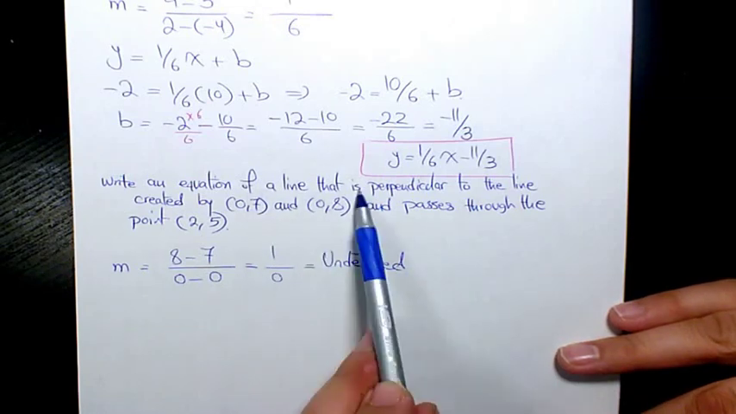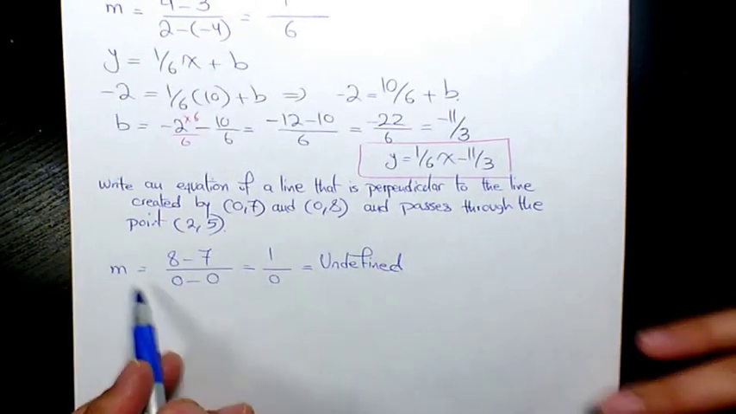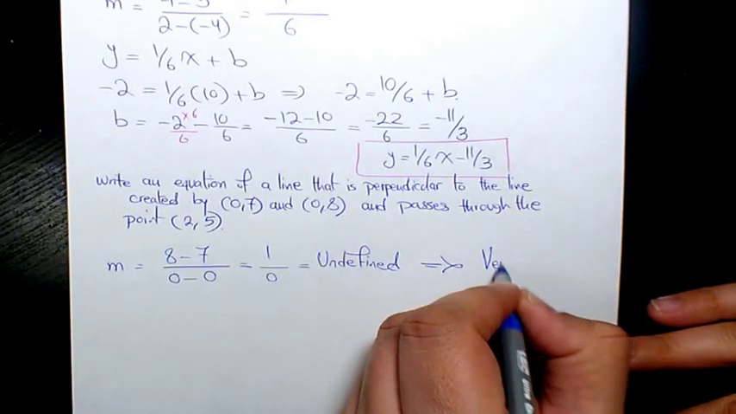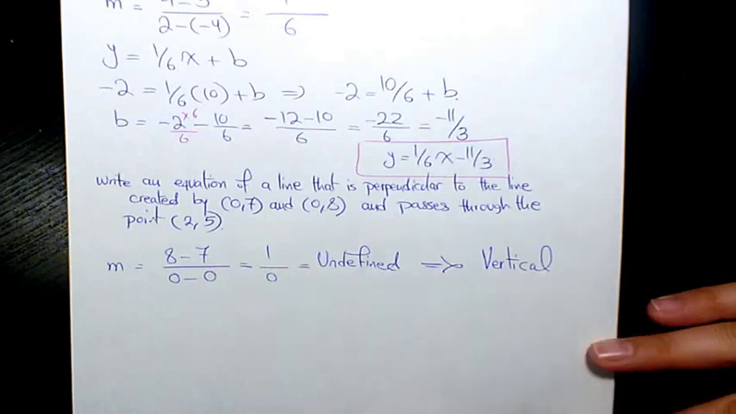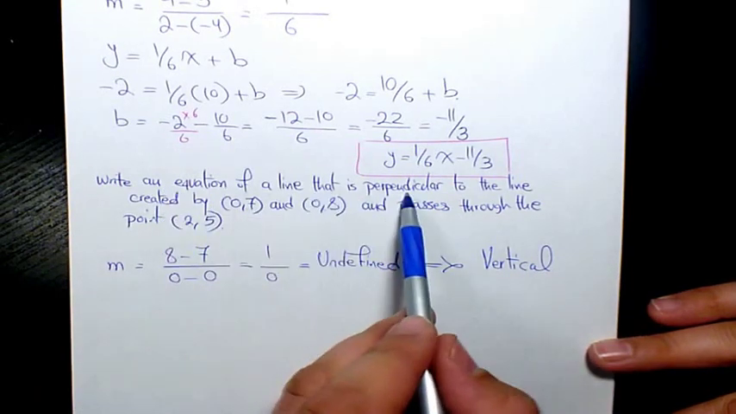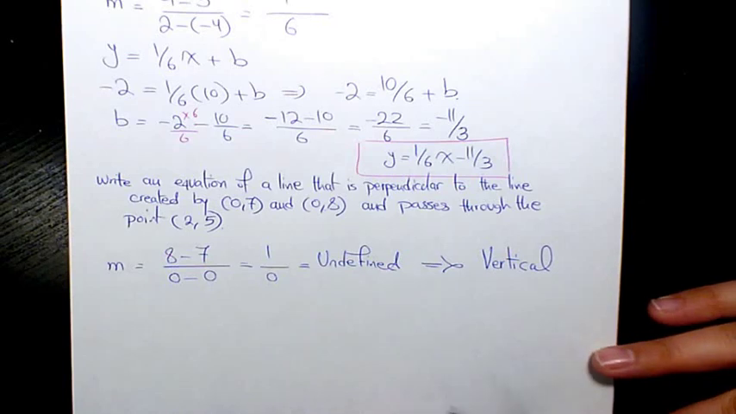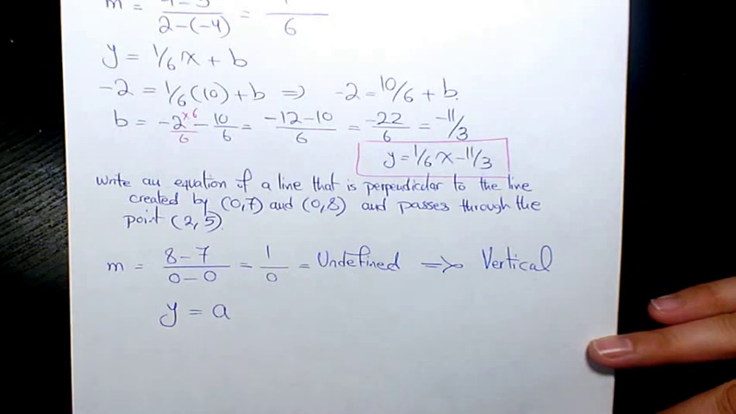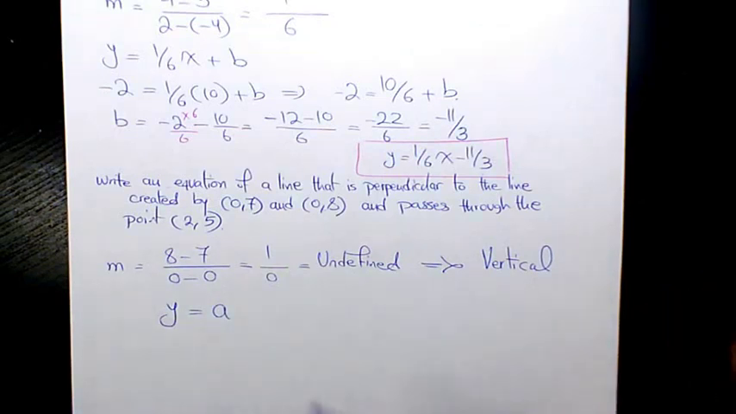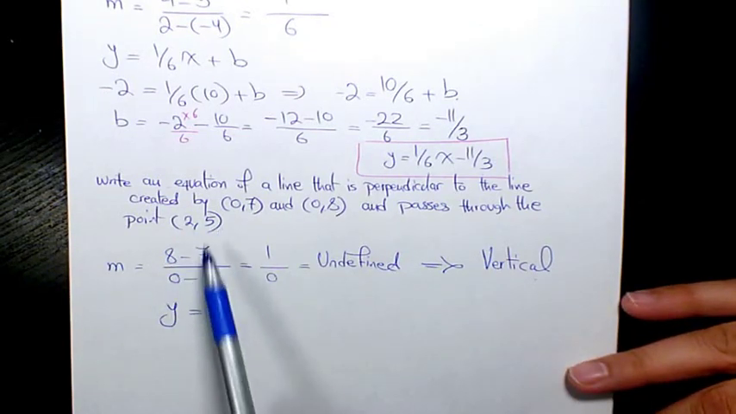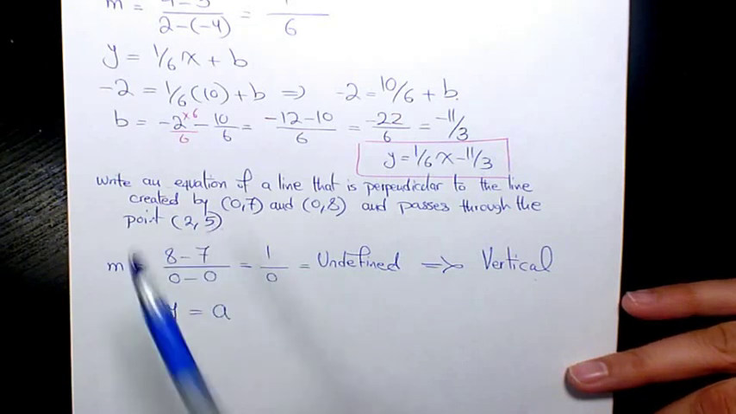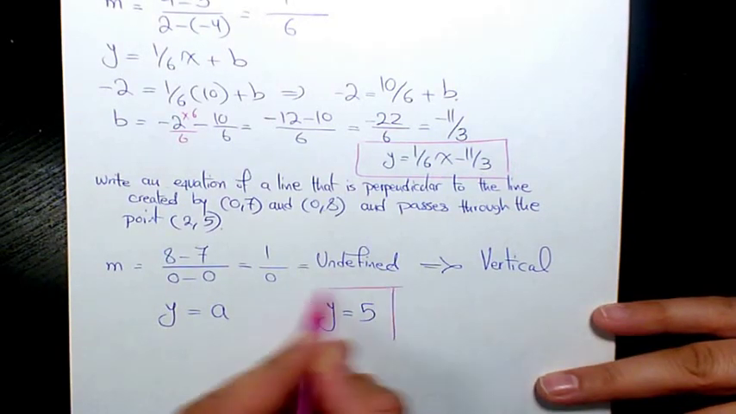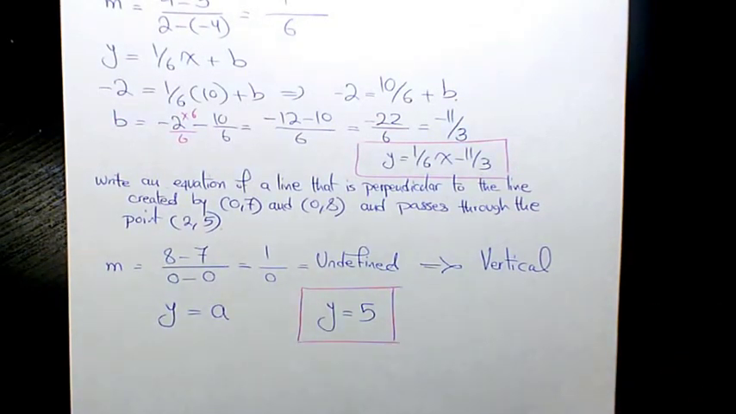It says the line is going to be perpendicular to this line. When we are talking about a line which has an undefined slope, it means that we are dealing with a vertical line. And our line is going to be perpendicular to this line, so we are dealing with a horizontal line. A horizontal line is in terms of y equals a constant number. It is passing through this point, so y has to equal 5, because as we said earlier, for horizontal lines, they have the same y values.